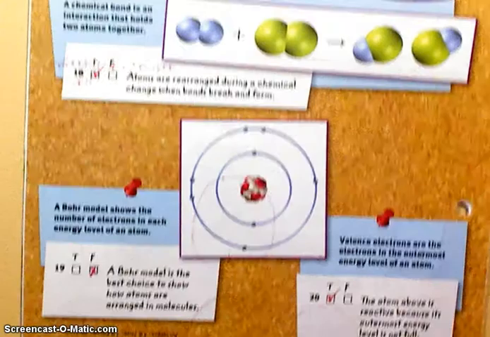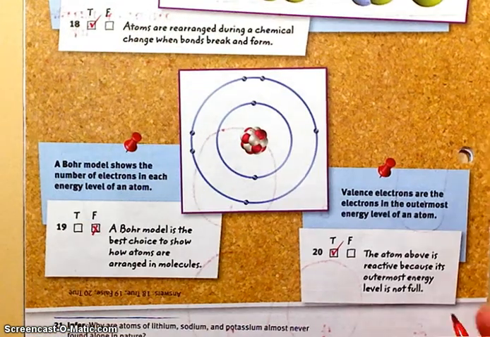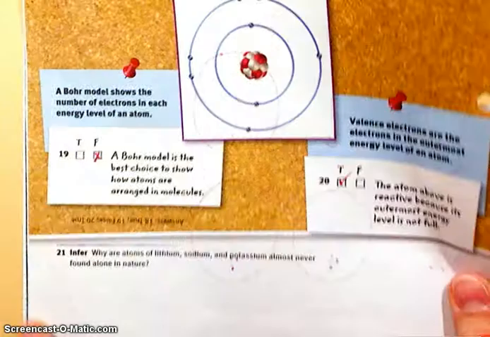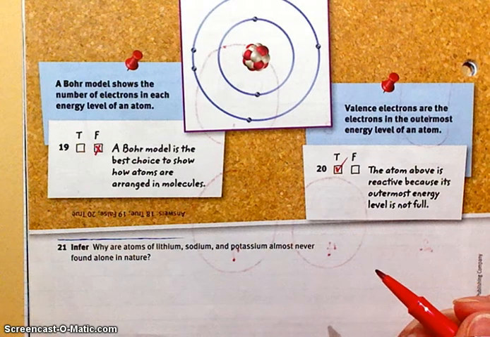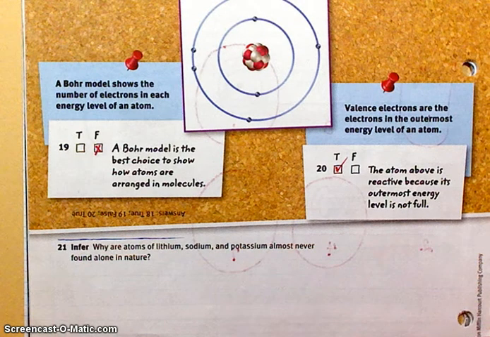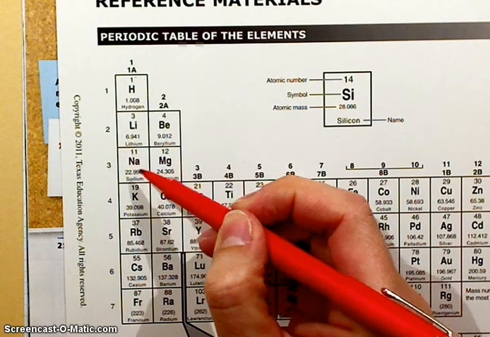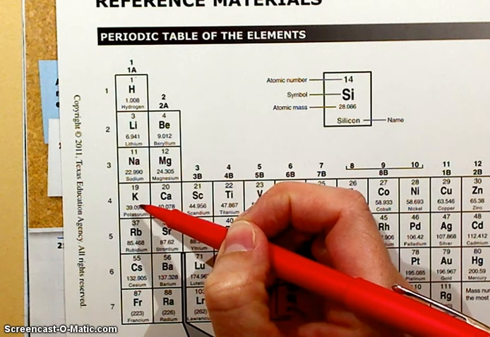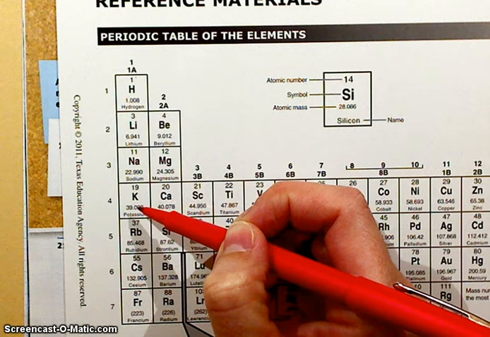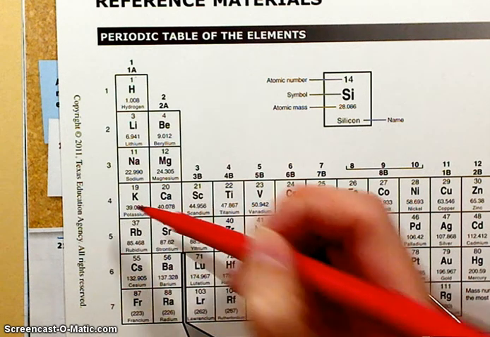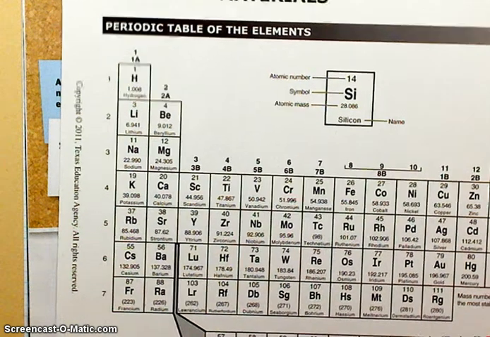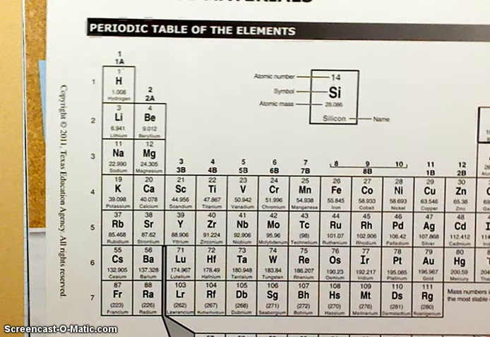And then to answer question number 21, which is down here, it says, why are atoms of lithium, sodium, and potassium almost never found alone in nature? Well, here's lithium, here's sodium, and here's potassium. They all have one valence electron, and they're all very, very reactive because they're going to give up that one valence electron and form a compound with somebody.